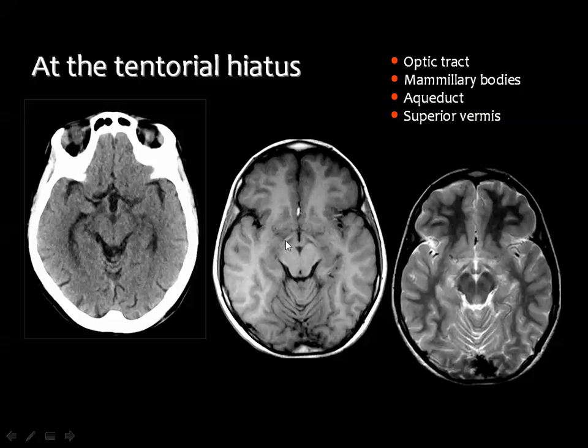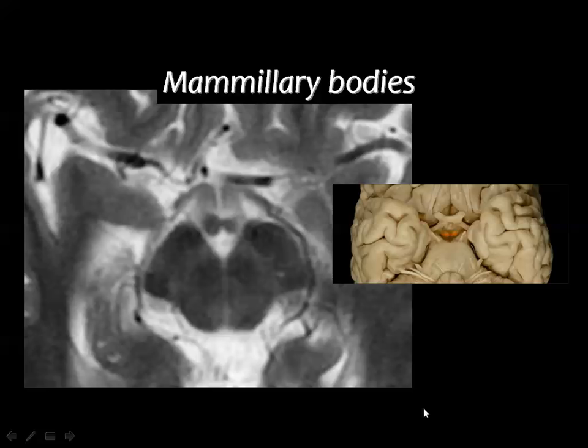And the mammillary bodies are two very small structures that are located on either side of the midline within the interpeduncular cistern. These are the mammillary bodies. And then the aqueduct of Sylvius, this is the aqueduct, and this is the superior vermis. And here is a magnified view to appreciate the mammillary bodies. They are of almost equal size, located on either side of the midline within the interpeduncular cistern. This is the cerebral peduncle, this is the substantia nigra, and this is the rest of the midbrain.